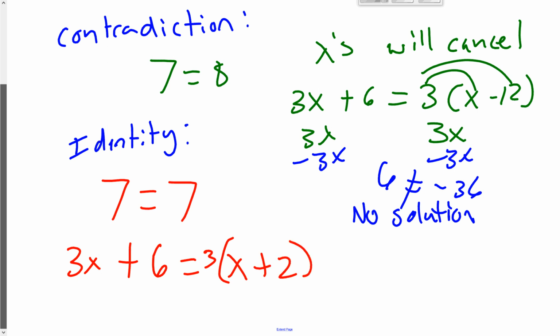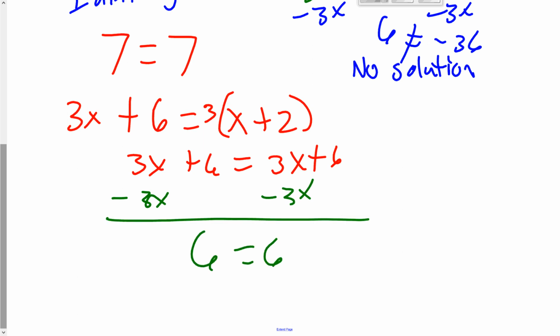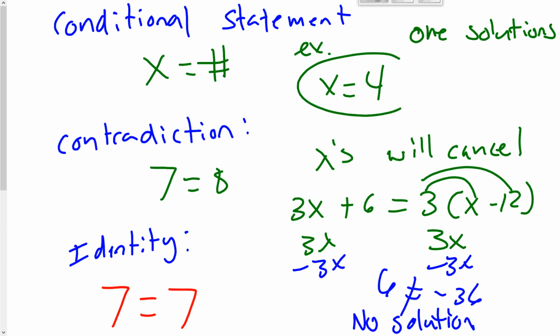Right, so when I multiply this out, 3x plus 6, and then look, I get 3x plus 6, the exact same thing. So now when my x's cancel, or subtract to 0, I get 6 equals 6. That's a true statement. So that means I can plug any number I want in for x, and it would still be true. The original one, the conditional one, means I can only plug in x equals 4. That will only get me a true statement.